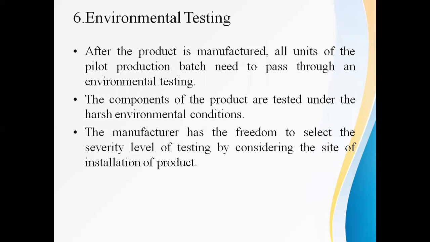Sixth stage is environmental testing. After the product is manufactured, all units of the pilot production batch need to pass through an environmental testing. The components of the product are tested under the harsh environmental conditions. The manufacturer has the freedom to select the severity level of testing by considering the site of installation of product.